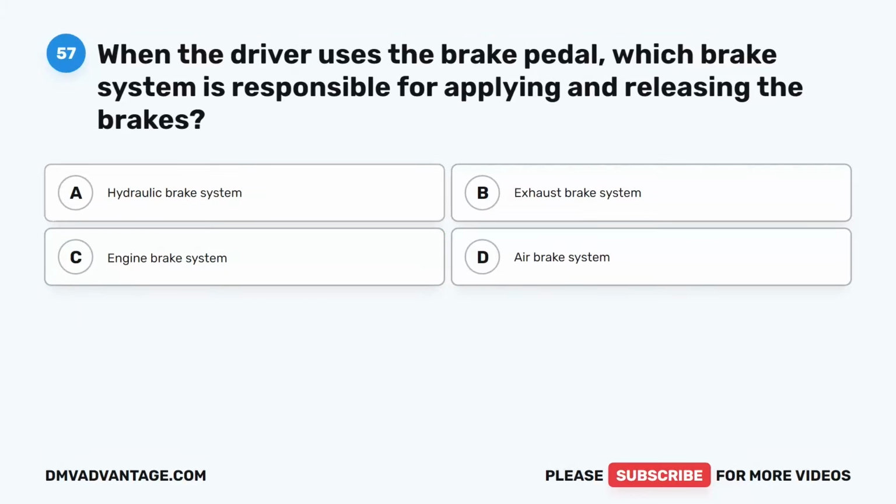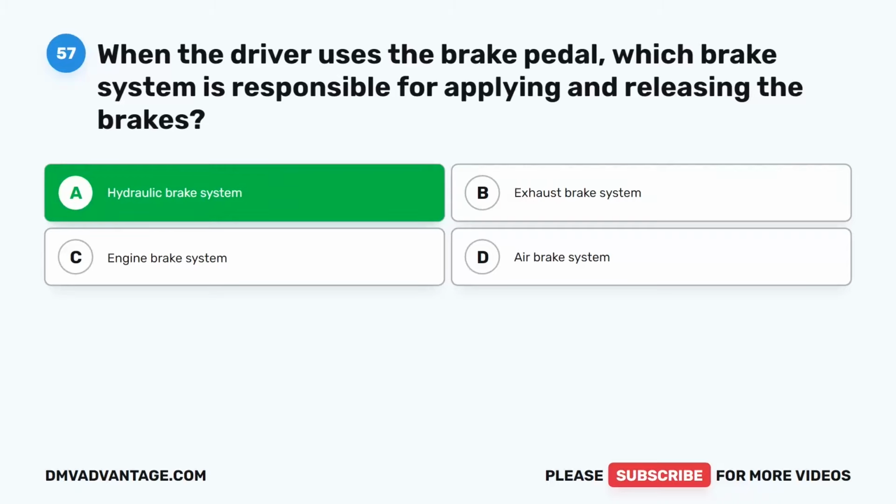Question 57. When the driver uses the brake pedal, which brake system is responsible for applying and releasing the brakes? A. Hydraulic brake system. B. Exhaust brake system. C. Engine brake system. D. Air brake system. The correct answer is A.